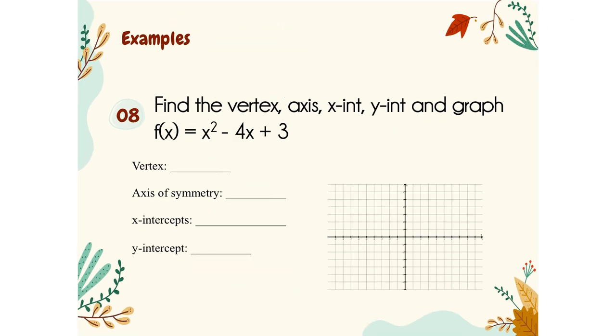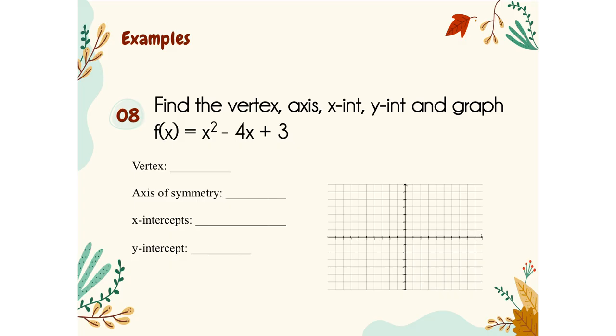All right, looking at example number 8, same thing. They're asking for my vertex, axis of symmetry, x and y-intercept, and they want me to graph it. So this is a huge question on the test. Please make sure you know how to solve these because these will definitely be on there and there are going to be a lot of points. So looking at this question, the first thing you should find is your vertex.